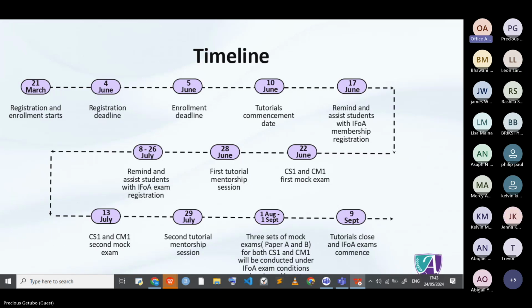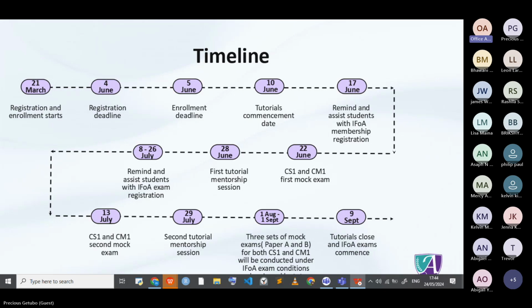Thank you, Asaph. So I'll run you through the timeline. We started our registration way back, on 21st March, where we put out the LinkedIn posts to let the public know that we've started registration. So our registration deadline will be on 4th June, and we will as well have our enrollment deadline, because we would want to have students that we are going to really work with throughout the journey. Our tutorials are scheduled to commence on 10th June.